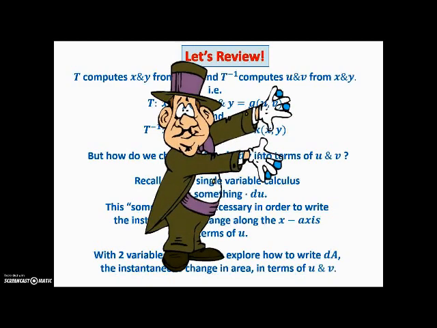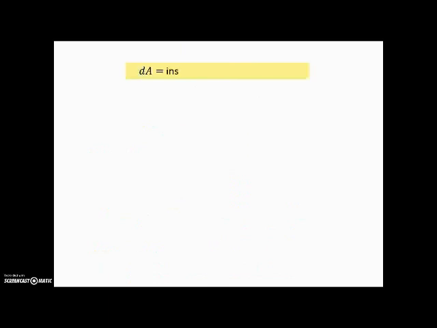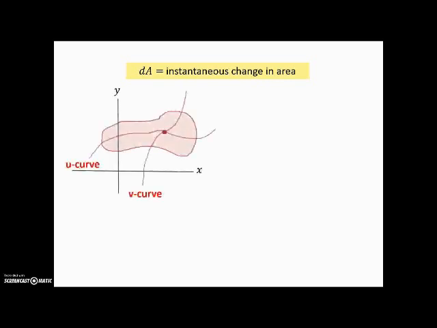And it won't be magic, it'll be math. So dA is the instantaneous change in area on the xy plane. And we have our u curve and our v curve. And how do we get from here to area, little teeny tiny changes of area along the surface? Well, if you'll recall, if you cross vectors, you get areas of parallelograms. So we're going to use that idea.